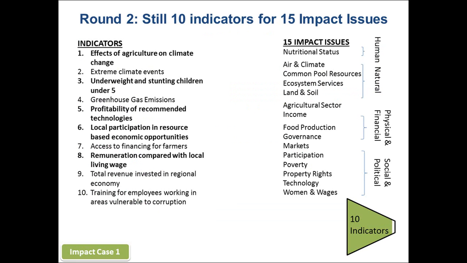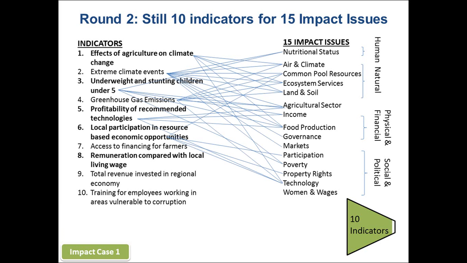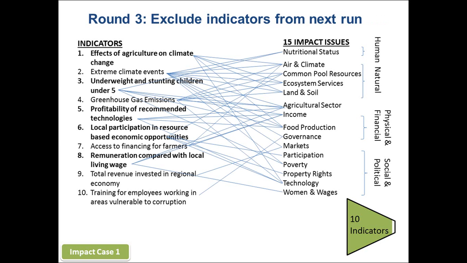The ones in bold are the same from the first run. So this tool chooses 5 new indicators to keep the indicator set as small as possible. And you can see here, again, the links showing that each impact issue is indeed covered. Still, again, some of these new indicators might not make sense either.